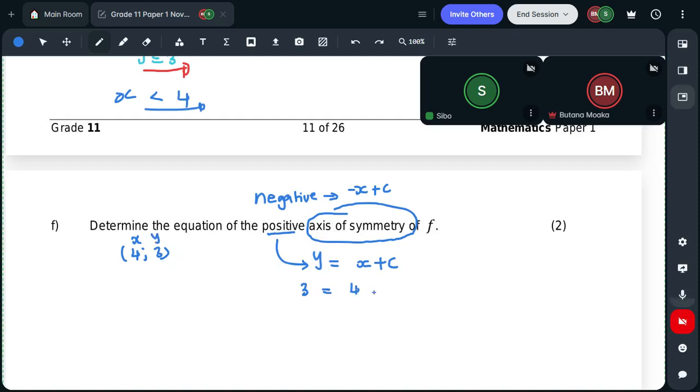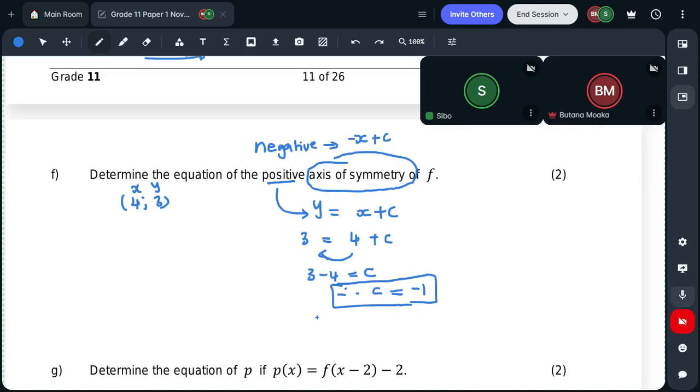Where there is x, you put 4. Therefore, the 4 comes to this side to be negative. This will be 3 minus 4, which is equal to c. Therefore, what is the value of c? It's minus 1. You go back to the equation and substitute the value of c. This will give you y equal to minus x and minus 1. And that's it for this one.